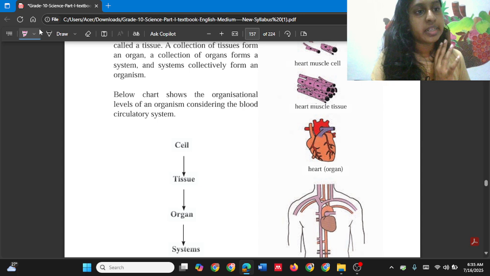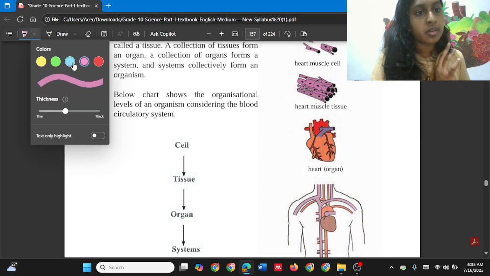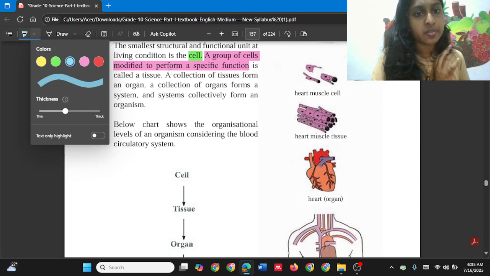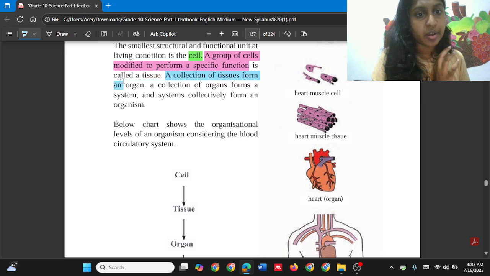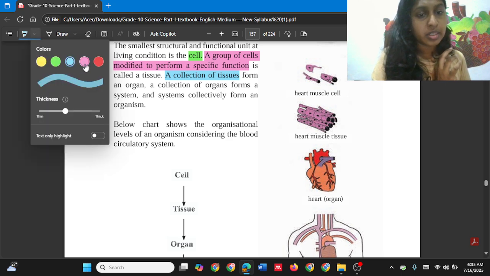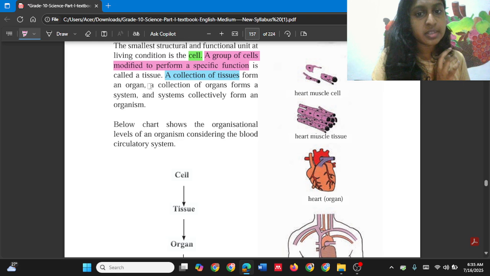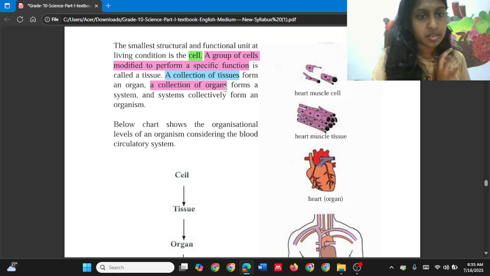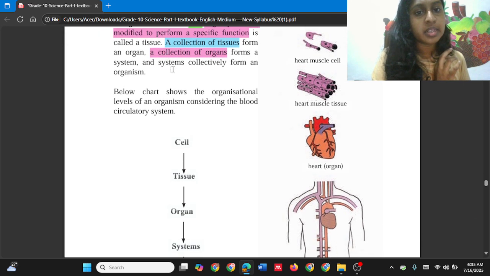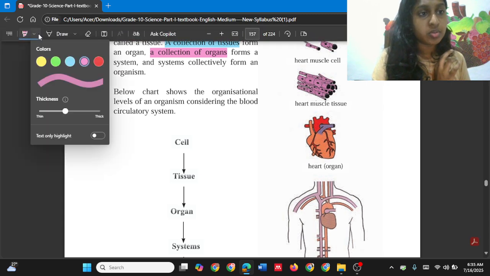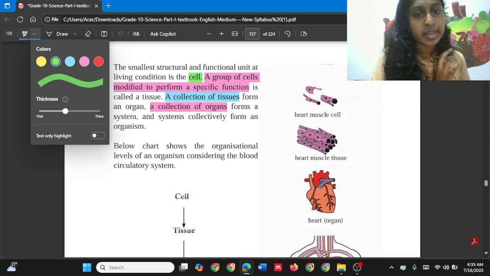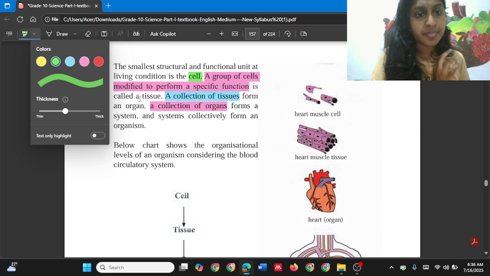You have to highlight. A collection of tissues, what do we call it? It is an organ. A collection of organs is a system. And systems collectively form an organism. Understood? Highlight the relevant parts in different colors so you don't get confused.